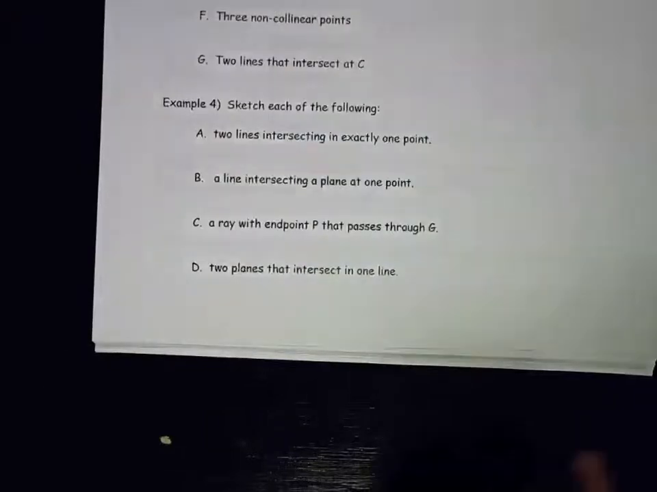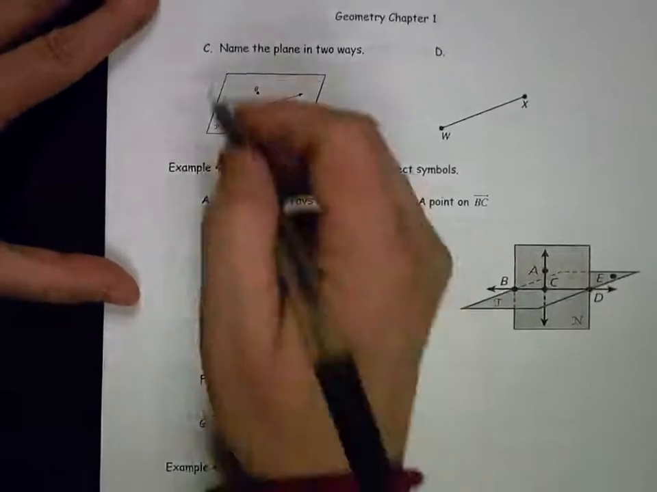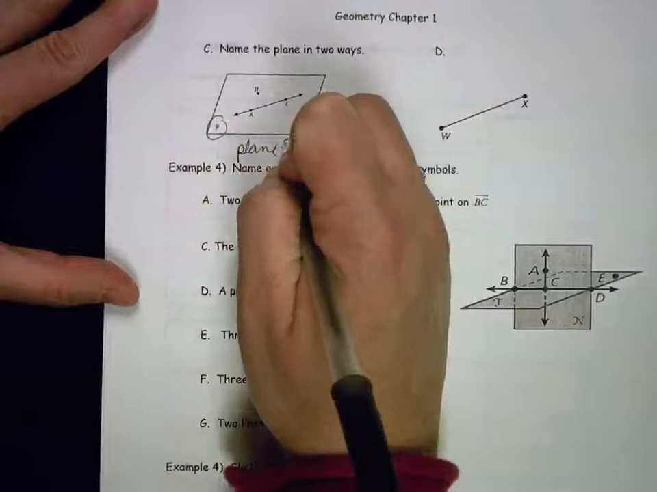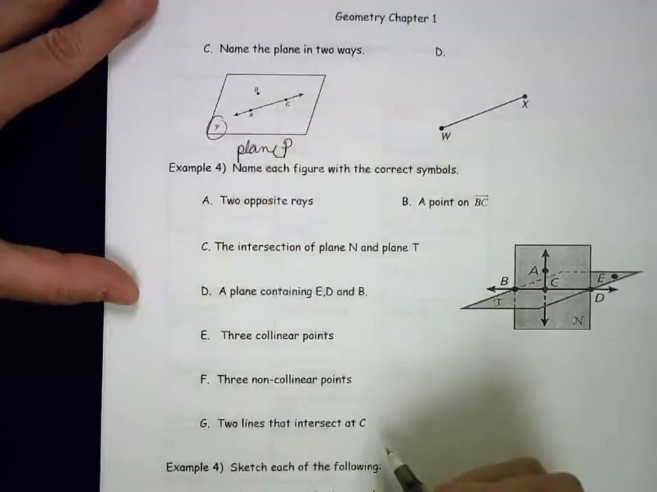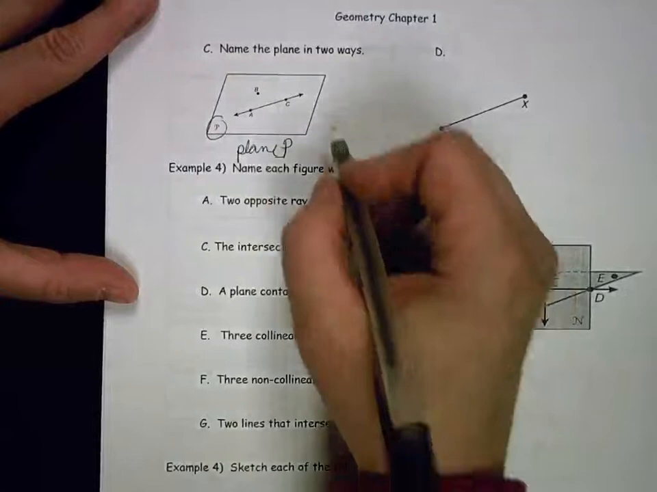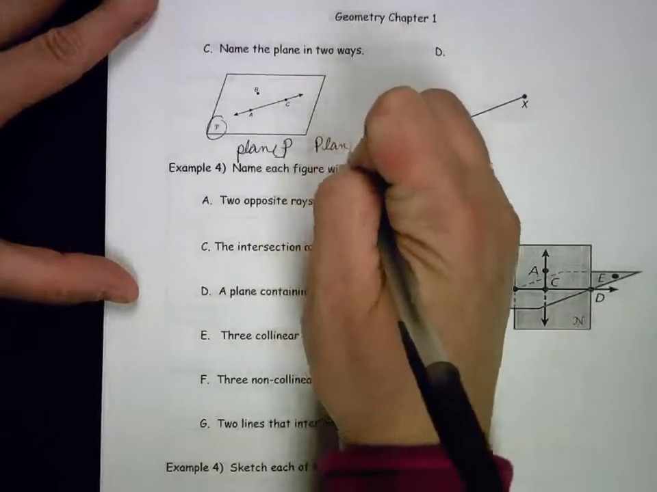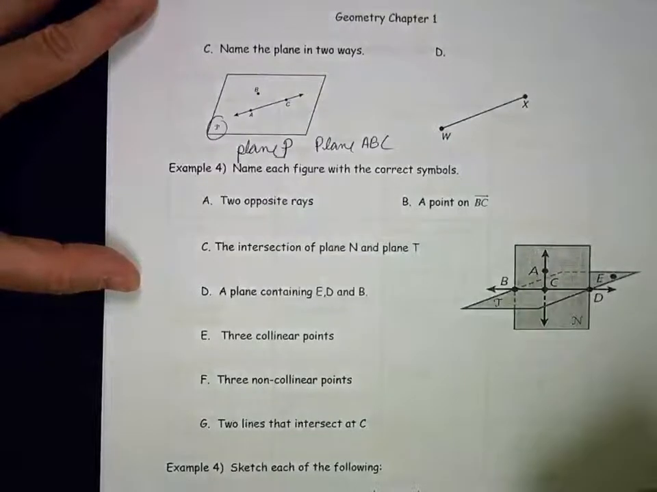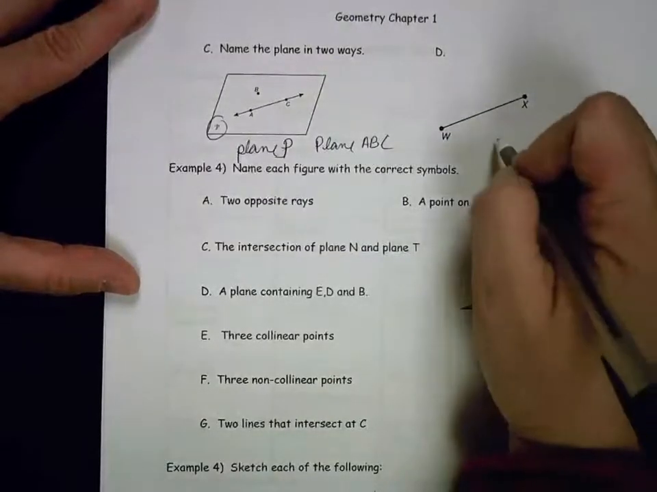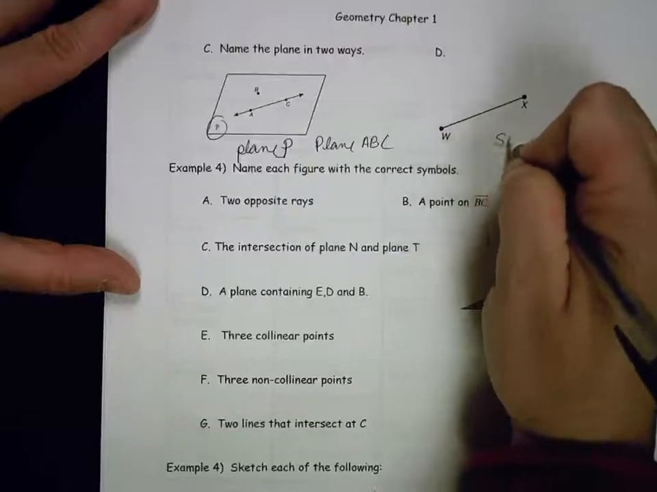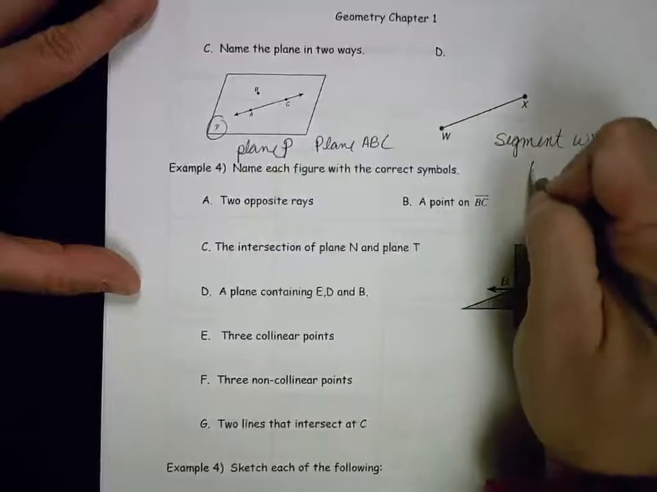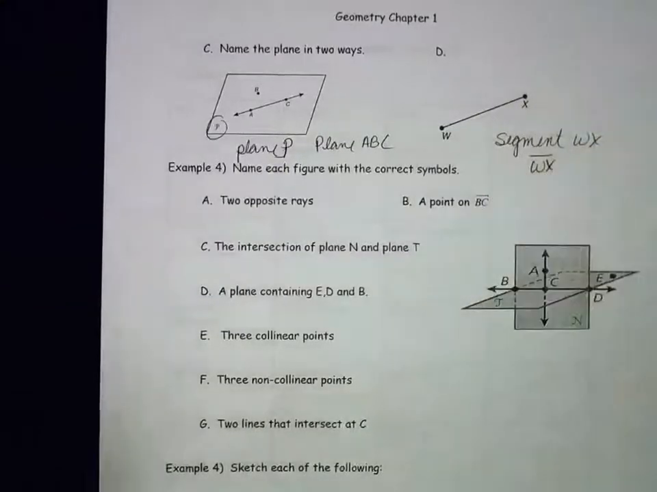Next page, naming the plane in 2 ways. Well, first of all, we could name it plane P. It's my bad attempt at a cursive P. Or you can name it plane ABCD. This is the segment WX, or you can name it WX with that segment symbol above it.